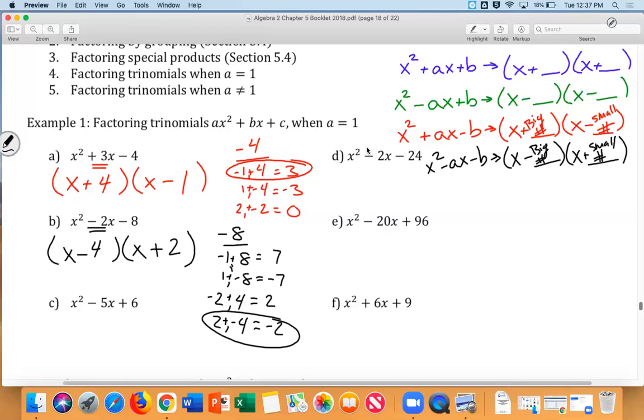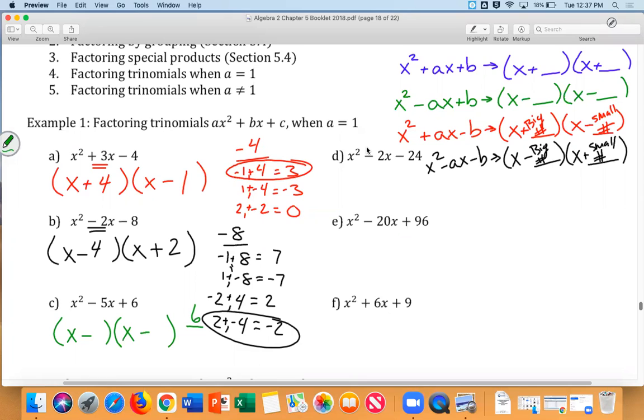All right, if we look at C, C is negative positive. That follows the green pattern. So it's going to be x minus and x minus. Okay. And then I'm looking at 6.